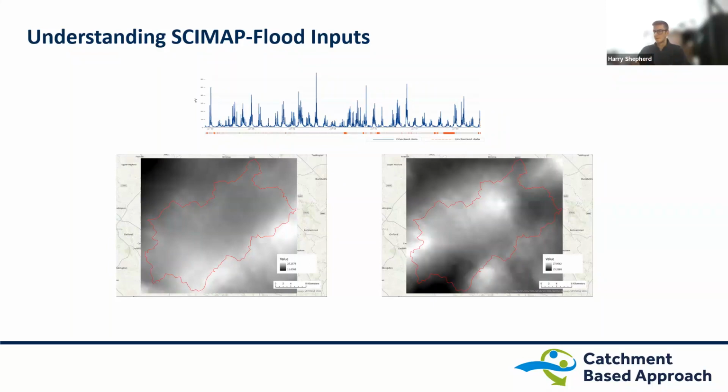And on the SCIMAP website, they recommend using between 5 and 20 rainfall patterns so that you can get a good range of rainfall patterns.